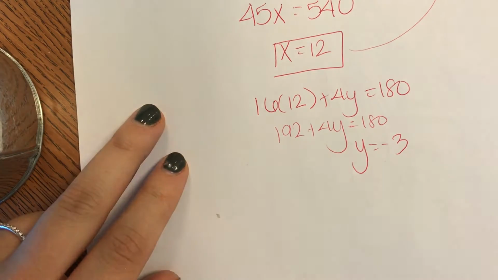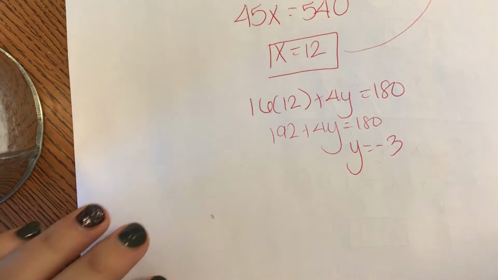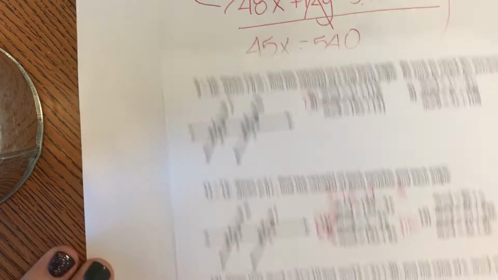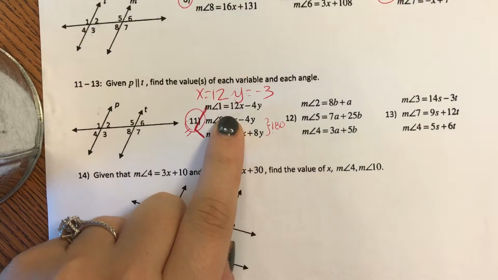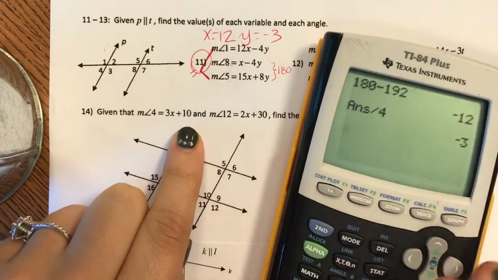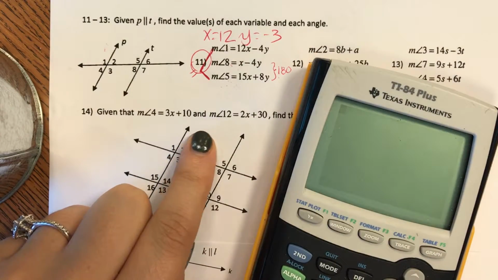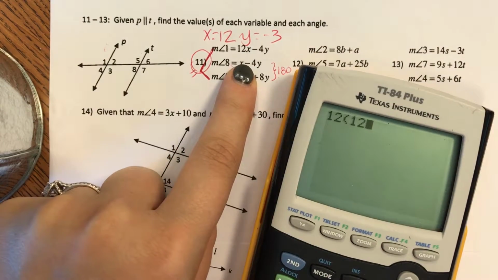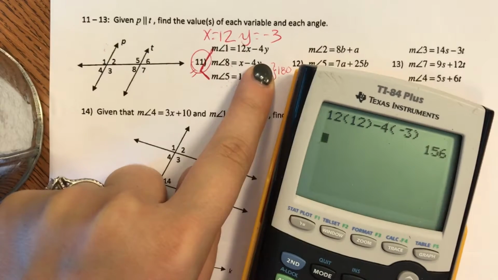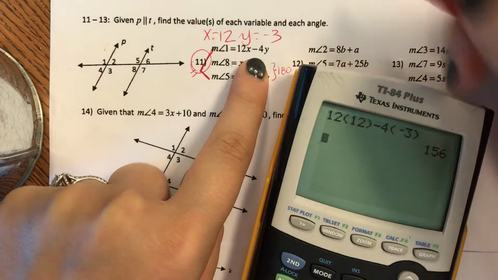Here's why. We're going to take our x and y values. Okay, so remember x is 12. Just for this problem, x equals 12, y equals negative 3. We're going to take our x and y values, and it wants us to find the measure of each angle. So just take your values and substitute them into the calculator. For the first one it would be 12 times 12 minus 4 times negative 3. Angle 1 would equal 156.